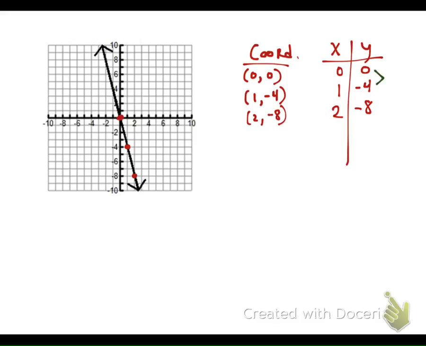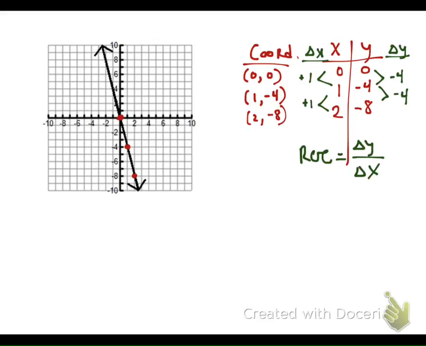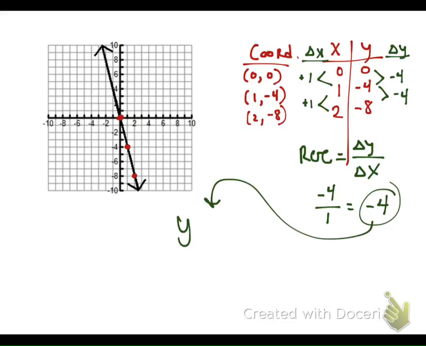So let's look. My delta y, or my change in y, is minus 4 again. My delta x, if I'm looking down, is going to be plus 1. This is going to be plus 1 as well. Now we remember rate of change is delta y over delta x. So I'm going to have negative 4 over 1, which is going to reduce down again to negative 4. That is my rate of change. If I was going to put this into an equation, this would be the number I multiplied by, negative 4x. Right there, the rate of change is your coefficient.